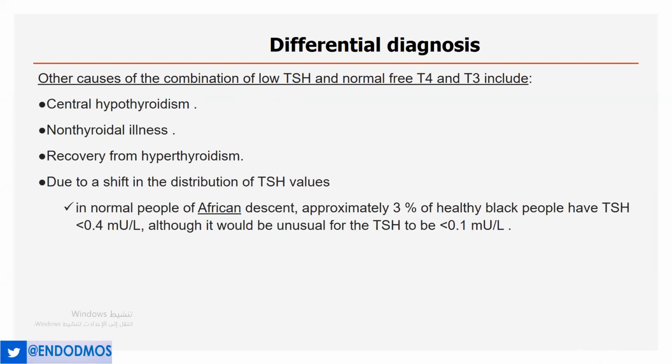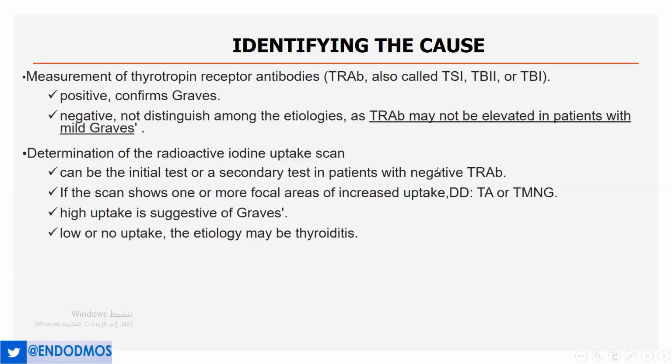Differential diagnosis, as we mentioned, with low TSH and normal free T4 and T3: central hypothyroidism may be one of the causes, as well as non-thyroidal illness and recovery from hyperthyroidism. In normal people of African descent, approximately 3% of healthy Black people have TSH less than 0.4, although it would be unusual for TSH to be less than 0.1.